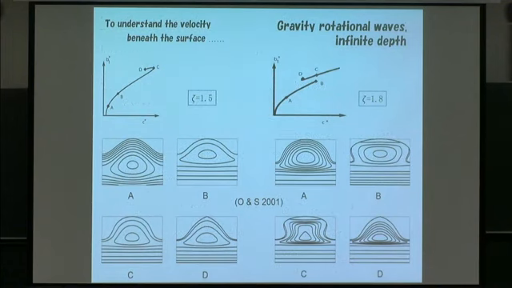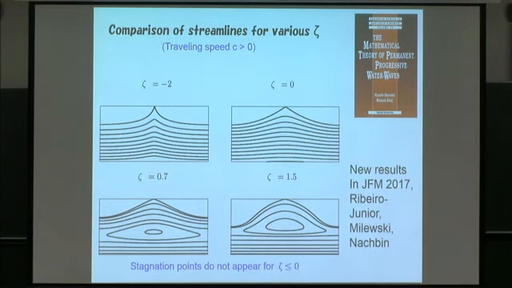These are the examples of gravitational rotational waves of infinite depths and with positive zeta. A stagnation point appears. Then how about negative zeta? As shown here, when zeta is negative, stagnation points do not appear.